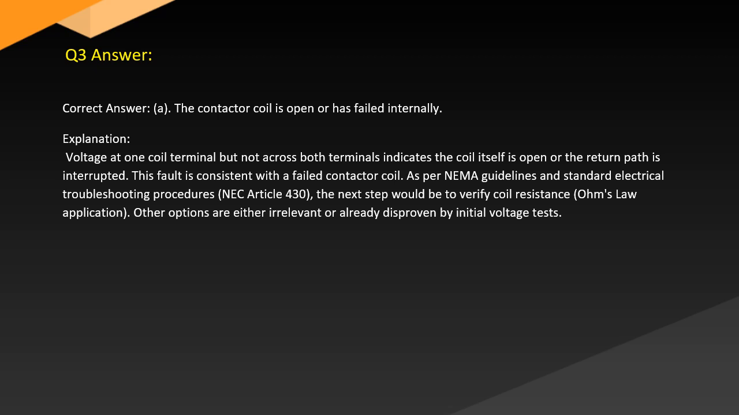Answer. Correct answer: A. The contactor coil is open or has failed internally. Explanation. Voltage at one coil terminal but not across both terminals indicates the coil itself is open or the return path is interrupted. This fault is consistent with a failed contactor coil. As per NEMA guidelines and standard electrical troubleshooting procedures, NEC Article 430, the next step would be to verify coil resistance, an Ohm's law application. Other options are either irrelevant or already disproven by initial voltage tests.